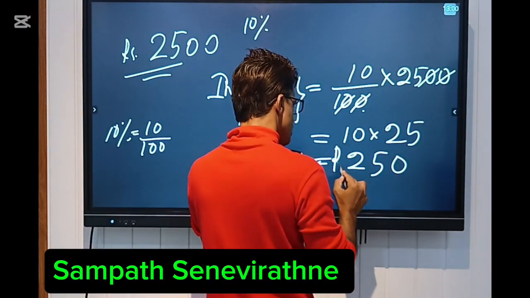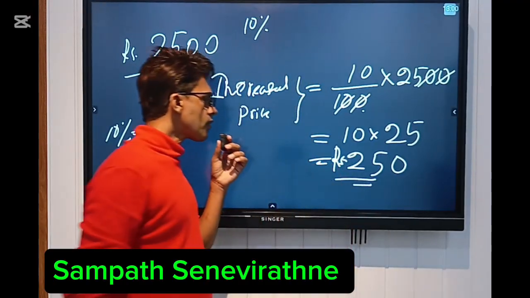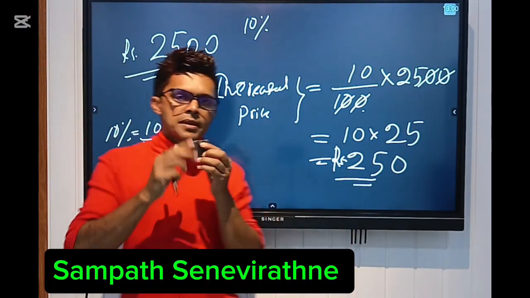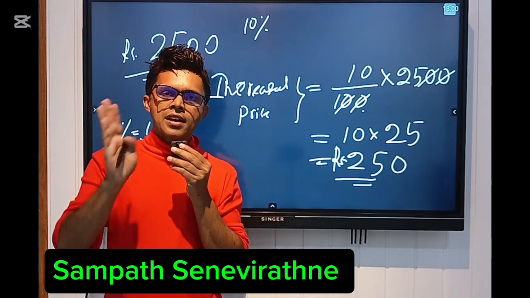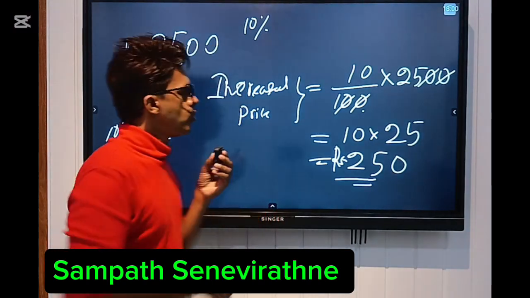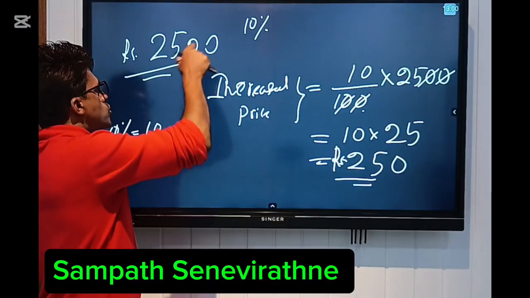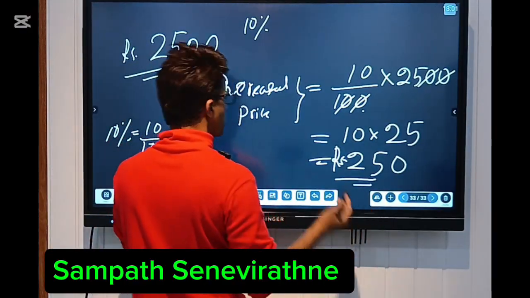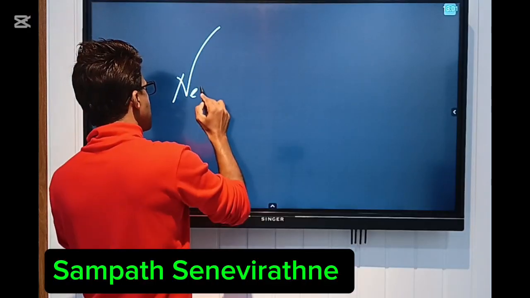The answer is 250. The increase in the price of this clock is 250 rupees, but the question is, find the new price of the clock. So what should we do? Then this 2500 plus this 250 is the answer. So the new price of the clock can be taken.